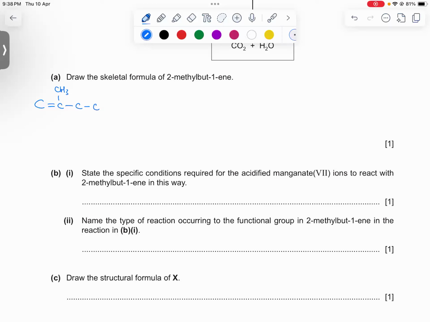So the skeletal formula should look like this. Now, when you draw the skeletal formula, the carbon-carbon double bond is in the center, right? And then we have the skeleton, in which we do not show hydrogens, right? So the carbon-carbon double bond is on the first carbon and the second carbon, and then this one. So now we have three carbons shown, and then here's the fourth carbon.